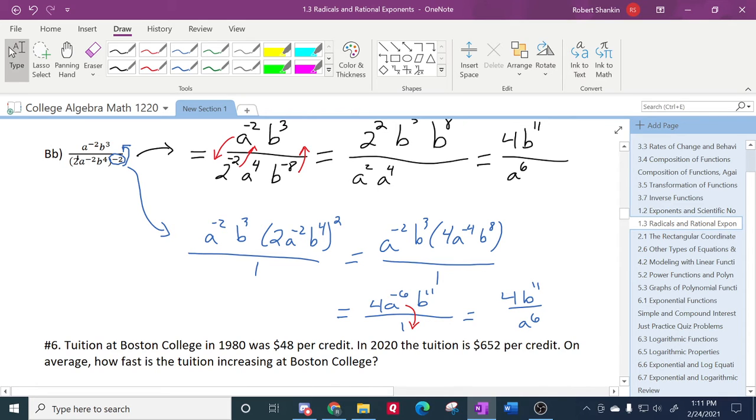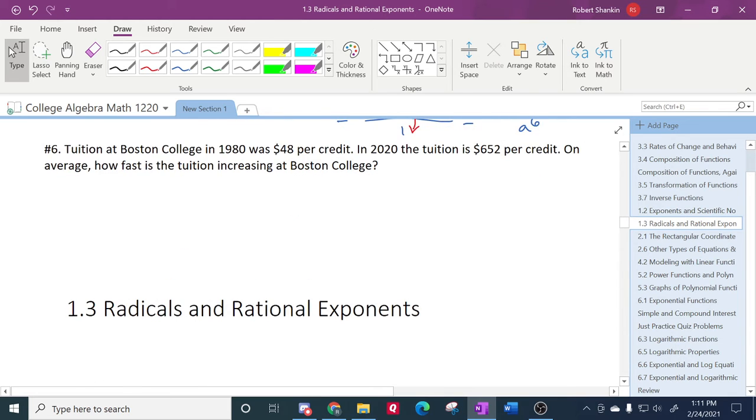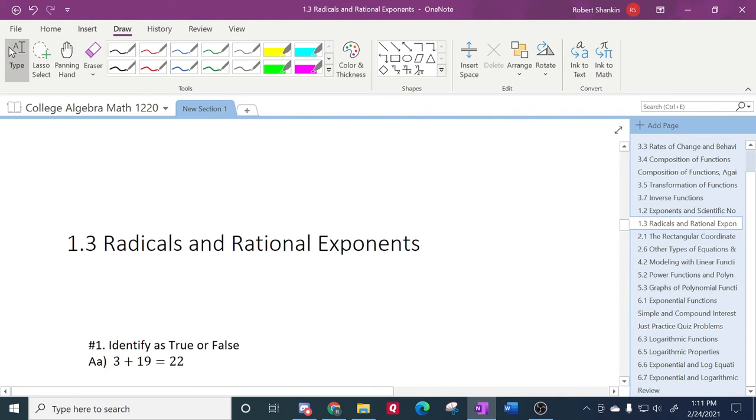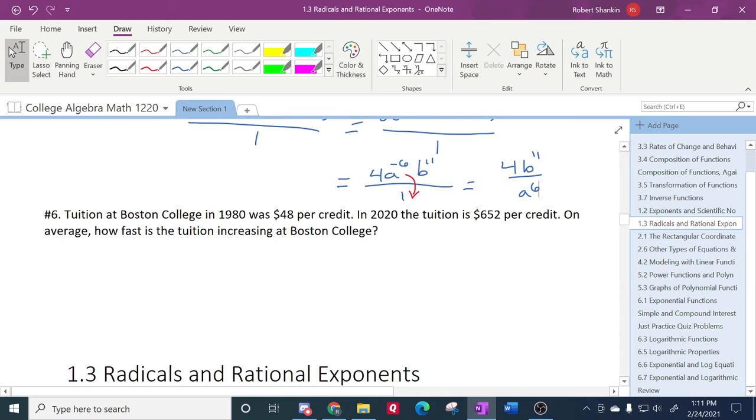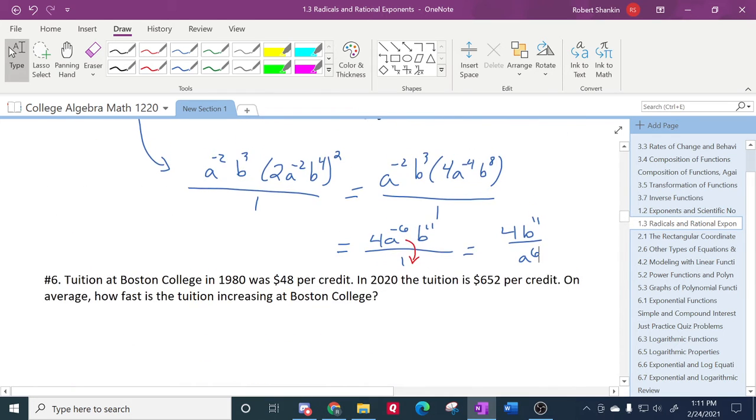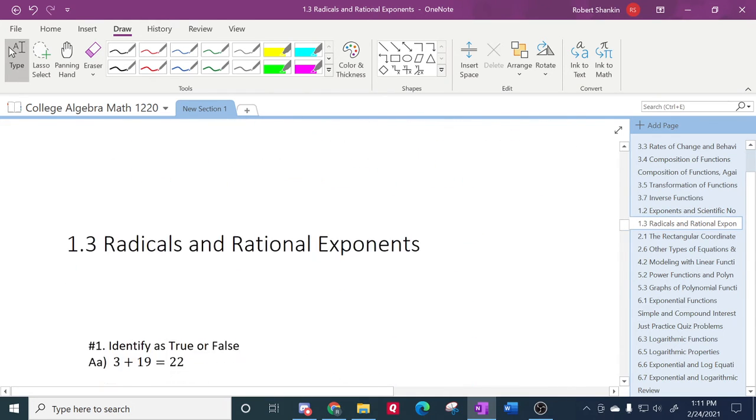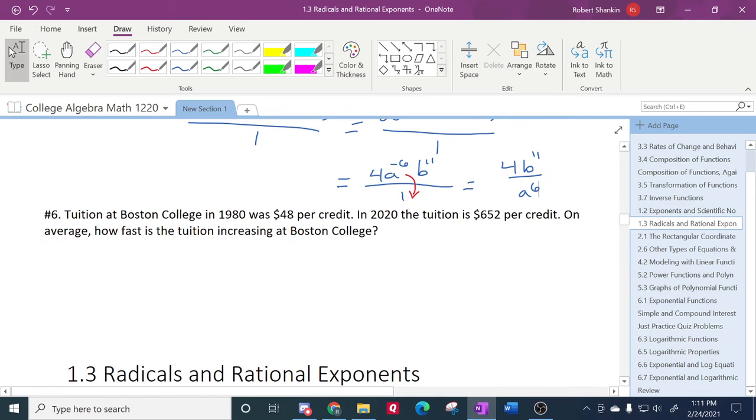Okay, and I'm going to skip this one because we've spent long enough on this, and let me ask, are there questions? Homework questions, or any other questions anybody wants to ask?